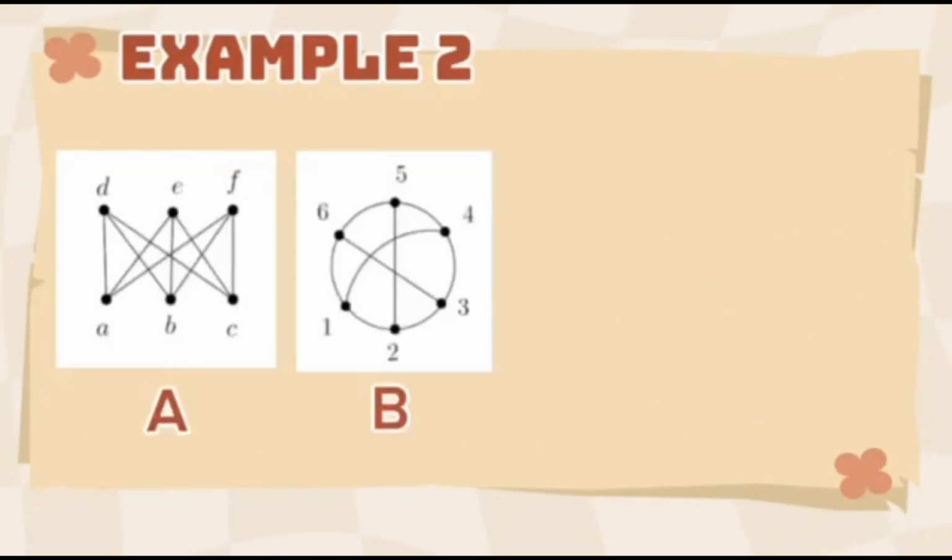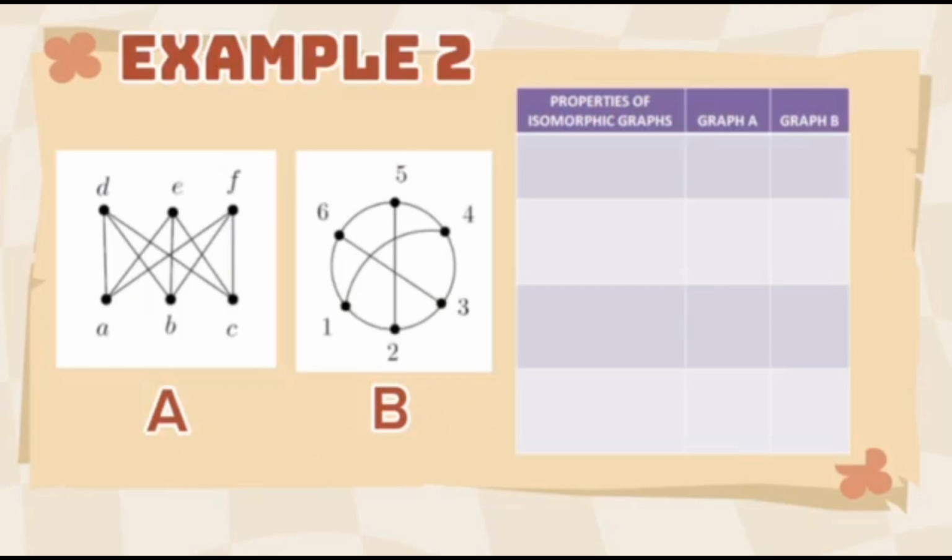Our second example is about isomorphism of graphs. We need to consider first the properties to tell if a graph is isomorphic. First, the two graphs A and B should have the same number of vertices.